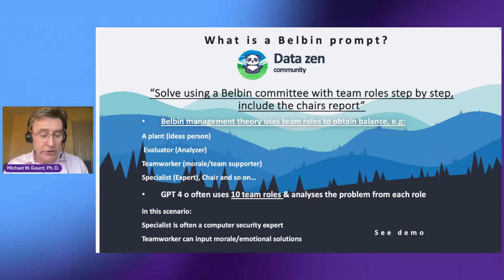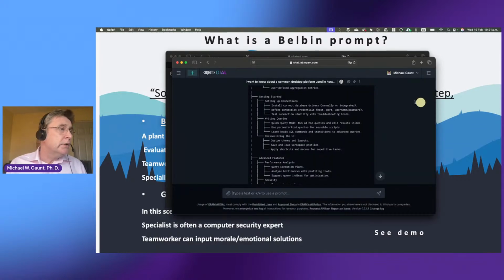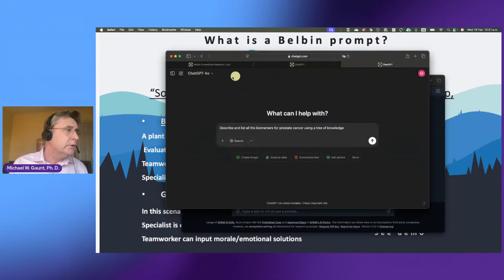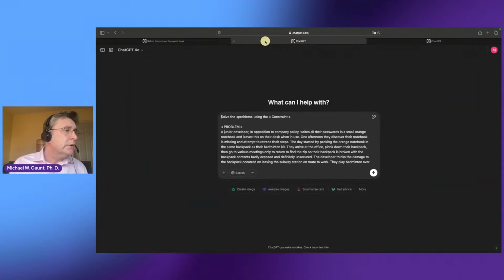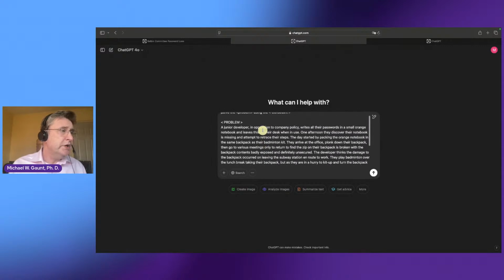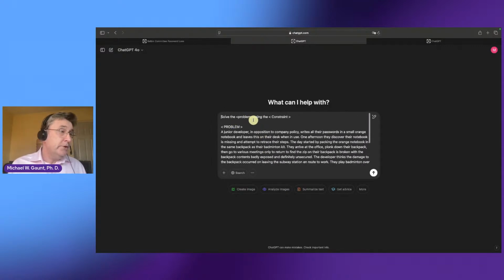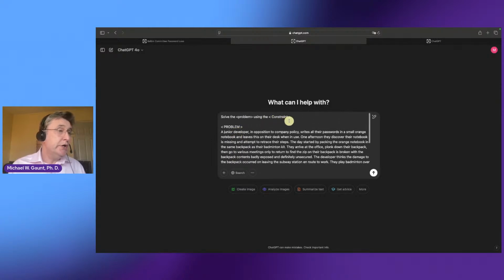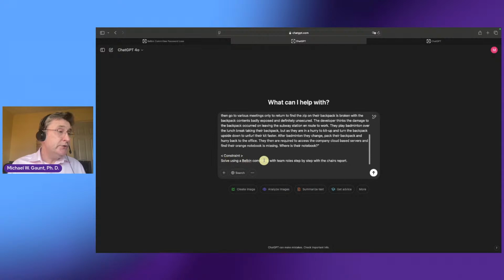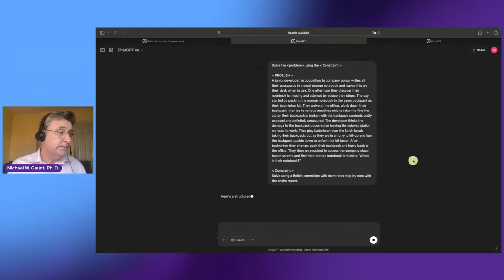So let's try to go through this real-world example. And here we have our example. So we have solve the problem using the constraint. The constraint is simply solve with a Belbin committee with team roles step by step with the chair's report. Okay, let's see if that works.